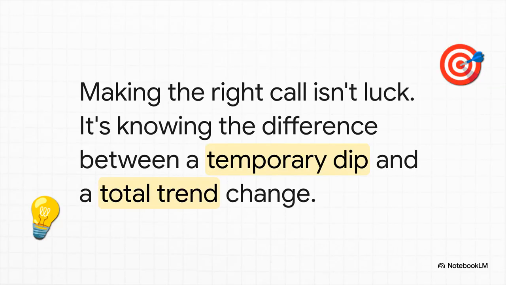Look, making the right choice here isn't about flipping a coin. It's not about luck. It's about skill. It's about knowing exactly what you're looking at. And that's why we're here. The whole point of this explainer is to give you the clarity you need, the framework to tell the difference between just a temporary dip, what we call a retracement, and a full-blown total trend change, which is a reversal. Get this, and you're miles ahead of the game.